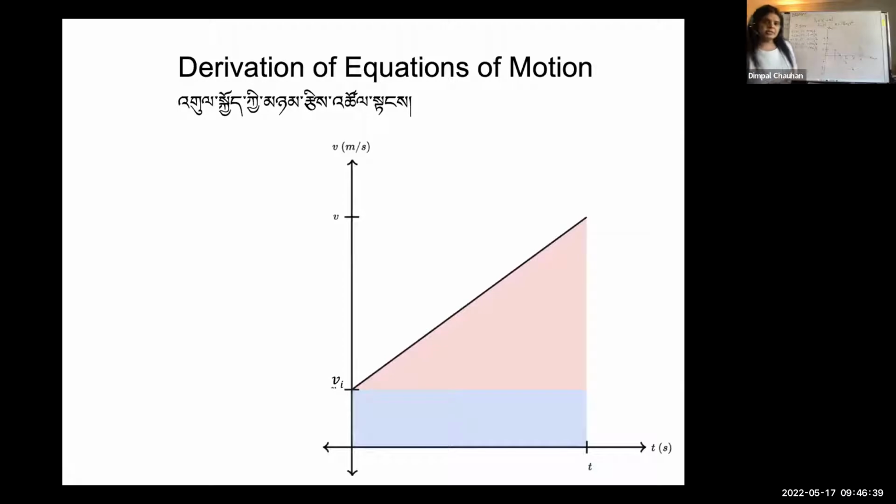Now what we are doing is we will be deriving these equations of motion. So there is more math involved in deriving these equations, for the four equations that I gave.